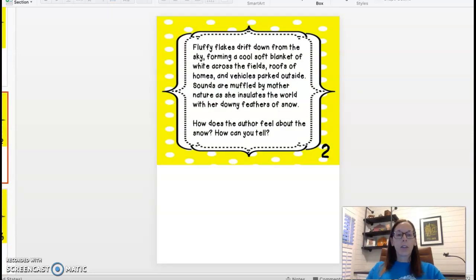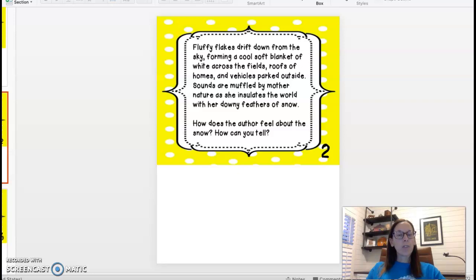All right, go ahead and read along with me for this next one. Fluffy flakes drift down from the sky, forming a cool, soft blanket of white across the fields, roofs of homes and vehicles parked outside. Sounds are muffled by Mother Nature as she insulates the world with her downy feathers of snow.